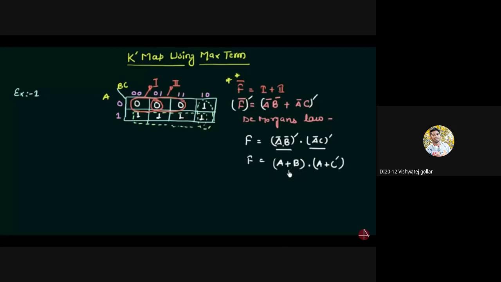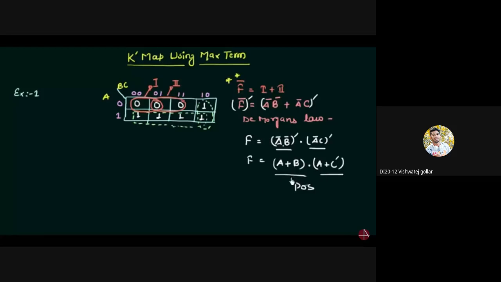So as you can remember, this thing is your POS form. This is product of the sums. There are two sums, A plus B and A plus C complement, and we are writing it as a product. Actually, this is the name given, but actually there is nothing like the sum and nothing like the product. It's just a representation. It looked like our mathematical sum and then its product, but actually it's OR operator and this is AND operator. So this is how we can get our function by using the zeros, and this is called as K-map using maxterm.